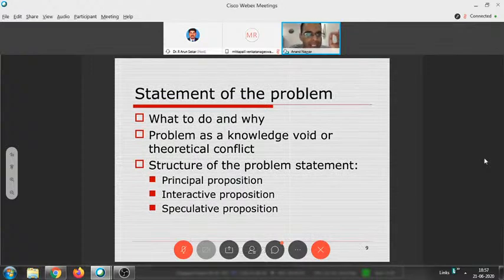Then, the problem statement. This is very important, everybody. If you want to go for a guide, please do this. What to do and why? Yes, sir, I want to design an energy efficient routing protocol. Why do I want to design it? Because till date, no such protocol exists. This word why is very important. Why? How? Ask yourself these questions. The problem should be a proper knowledge void or a theoretical conflict, and you should find the proper structure.